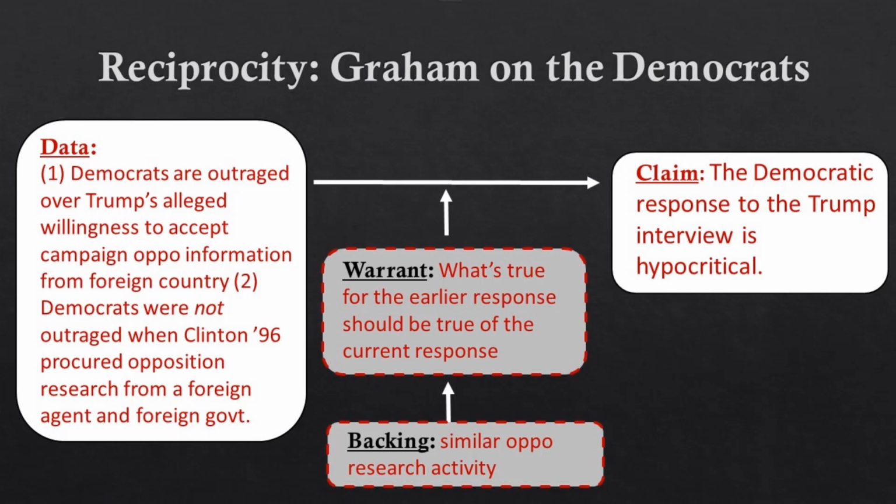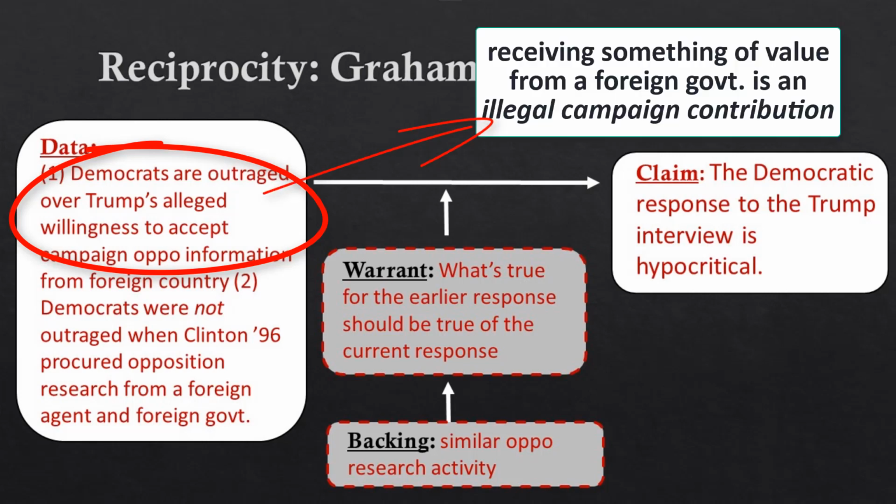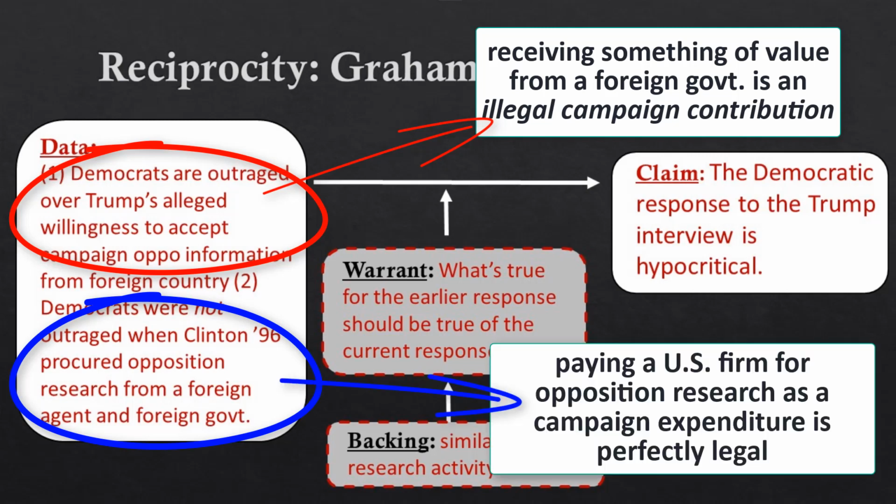The reason for this is that the current outrage over President Trump's statement has to do with his willingness to accept information from a foreign government being in direct violation of federal campaign finance laws that prohibit receiving anything of value from a foreign government or agents of that foreign government. Whereas what the Clinton campaign did in 2016 was to pay for a research firm to collect information for them. So they didn't receive anything of value from a foreign government or foreign agents from that government. There was no violation of federal campaign finance law.